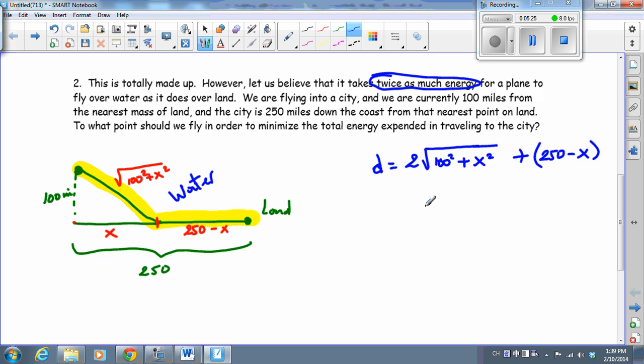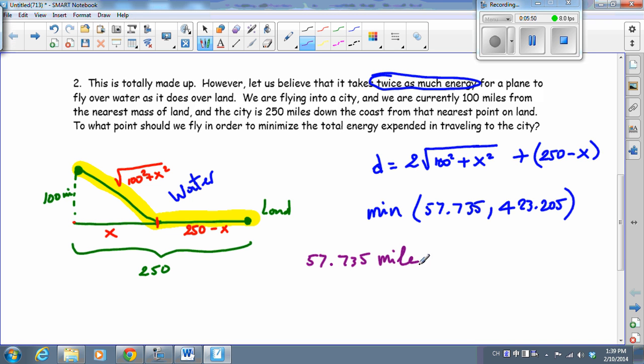All right, from here, use your calculator and you will find that the minimum at this point would be 57.735 and 423.205. So the final answer, if I want to use words here, it will be 57.735 miles down coast.